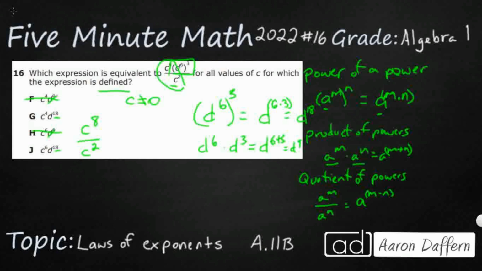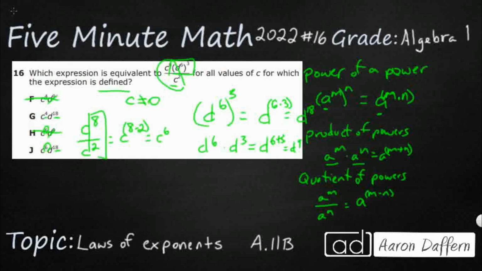So what does that mean for us here? Well, we take our c to the 8th and our c to the 2nd, and since they're in a fraction right there, we subtract them. So this ends up being c to the 6th power. Now look at our two options here. Two of them are c to the 6th. Obviously we can't look at h anymore. Two of them are c to the 4th. So how would we get c to the 4th?